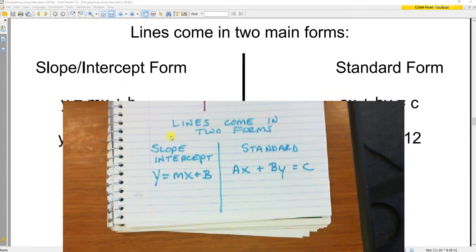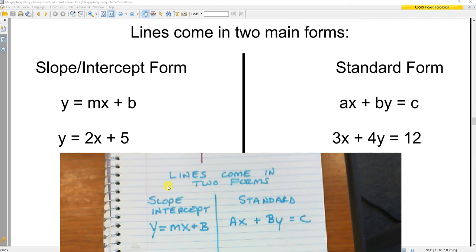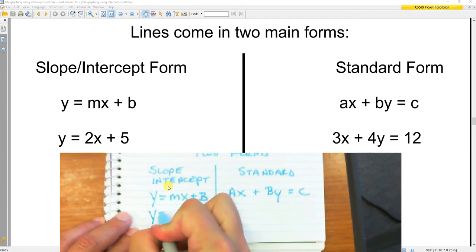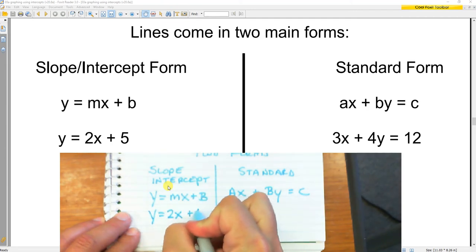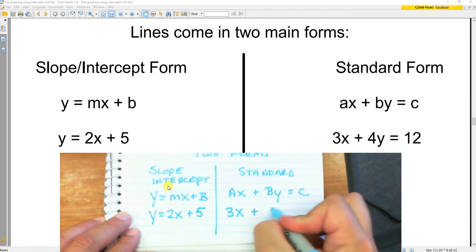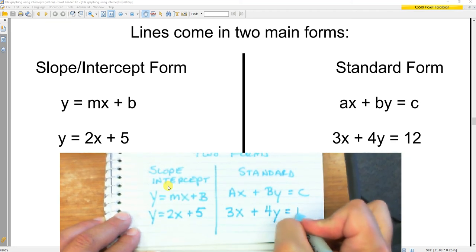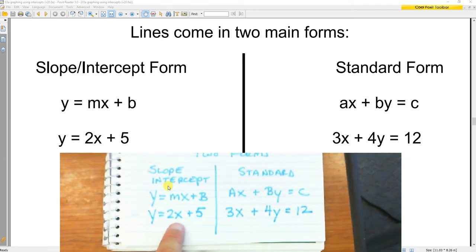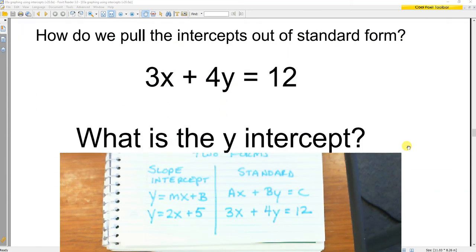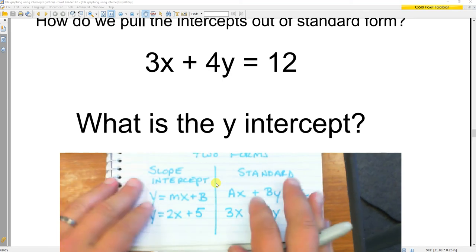So those are the 2 main forms of a line. And we'll write it with some numbers in it. This one you graph using Liam the leprechaun. This one we're going to graph using mini equations. So here we go. How do we get the intercepts out of this?